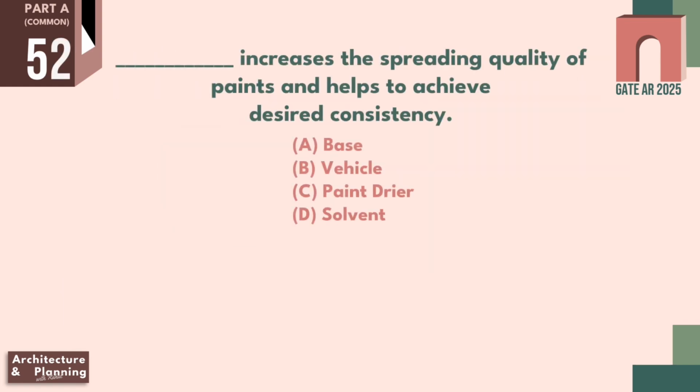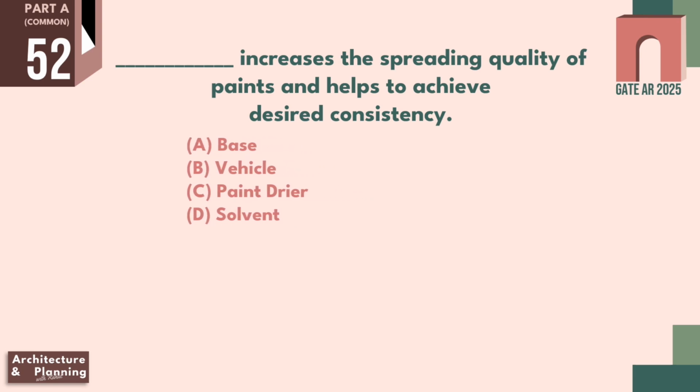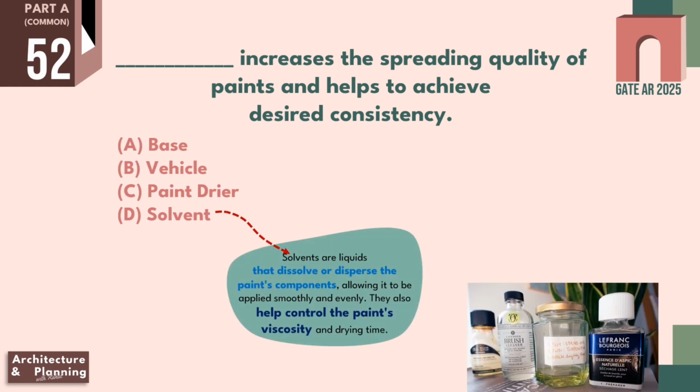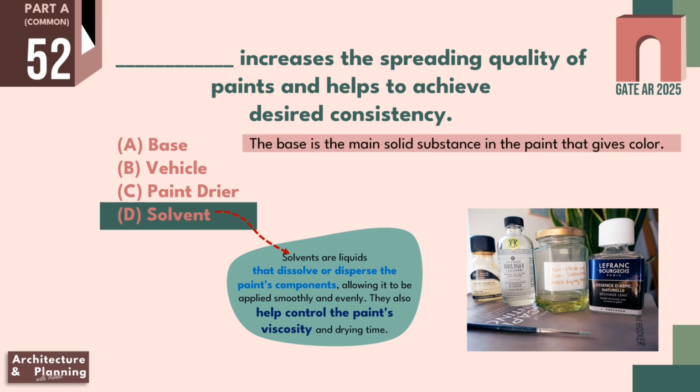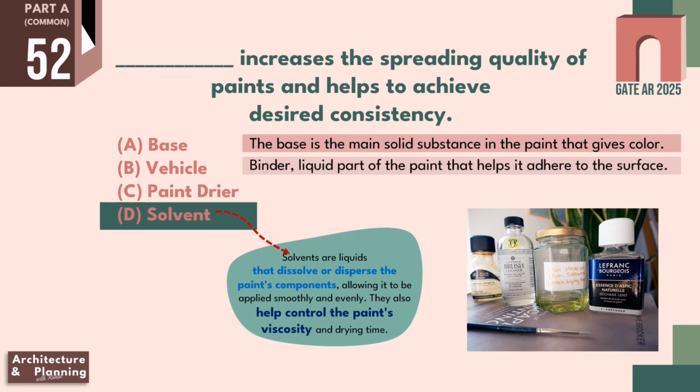Let's see the next question. Blank increases the spreading quality of paints and helps to achieve desired consistency. So solvents are the liquids that dissolve or disperse the paint components and help it to apply evenly and smoothly. In short, solvents are used to control the viscosity of the paint. So the correct answer is option D. Let's see definitions of all the other options. First is base. Base is the main solid substance in the paint that gives color. Option B is vehicle. Vehicle is the binder, a liquid part of the paint that helps it adhere to the surface.